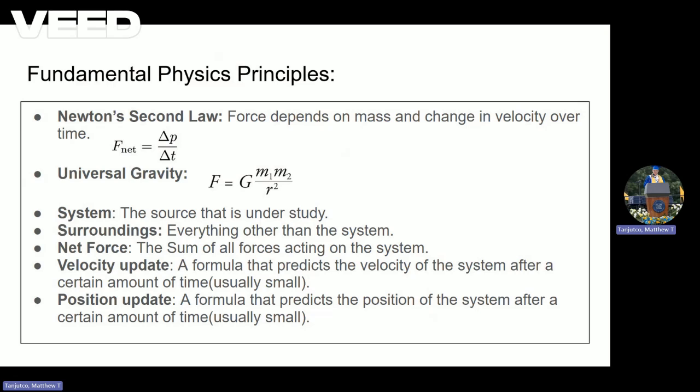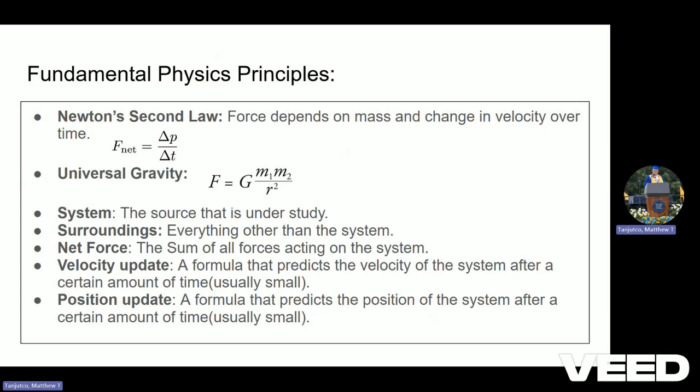The universal gravity principle will also be used, being force equals big G times the mass of the source times the mass of the system over the distance between the source and the system squared. This is important to use in this situation as the force of gravity between two objects in space is different from the force of gravity on Earth. So we can't use force equals mass times little g. And big G is just another universal constant.